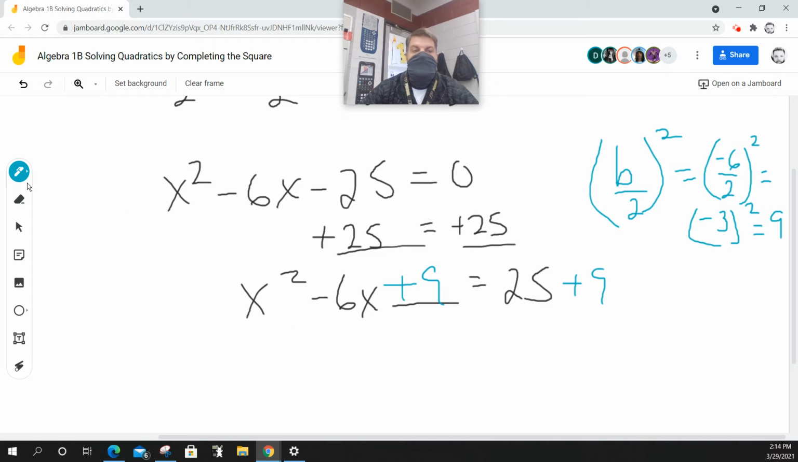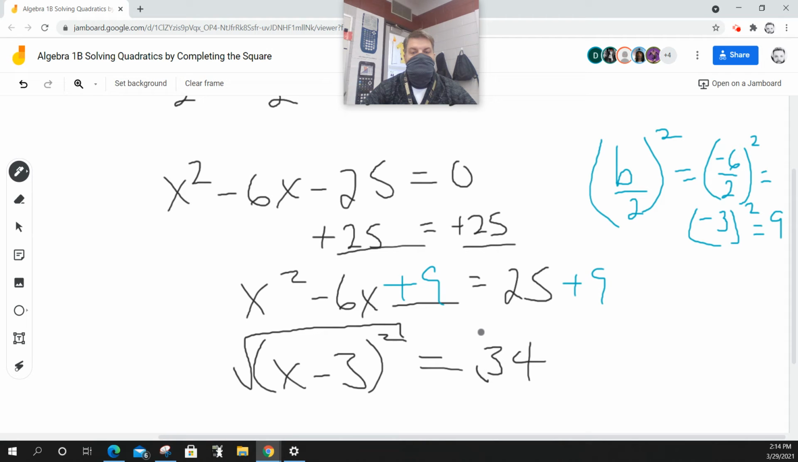Okay? Now, by doing that, I've made a perfect square, which means I'm going to take x minus 3 and square it. And that's equal to 25 plus 9. But what's 25 plus 9? 34. Okay. And then I take the square root of both sides. And I'm going to get x minus 3 is equal to plus or minus the square root of 34.